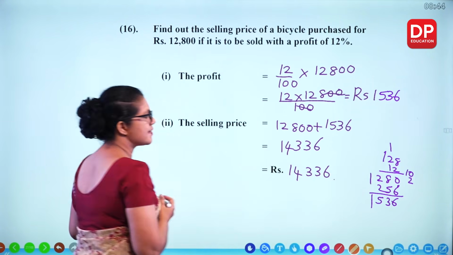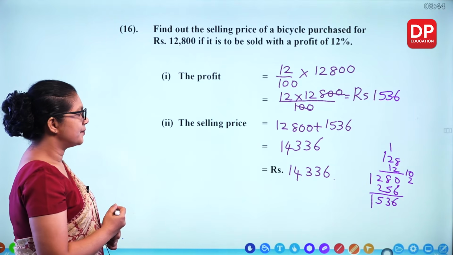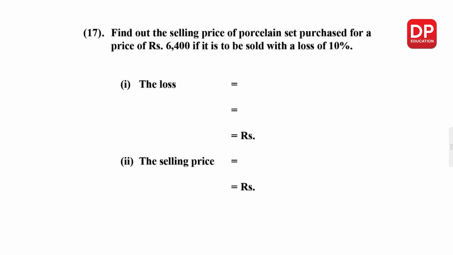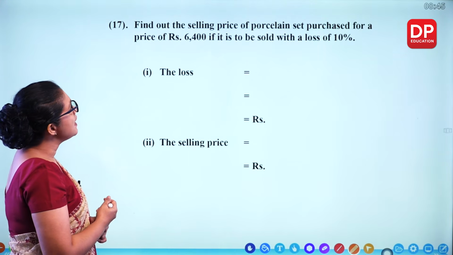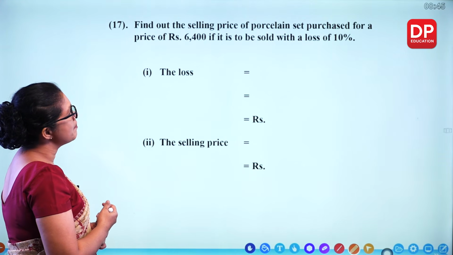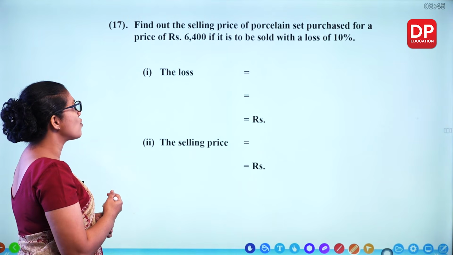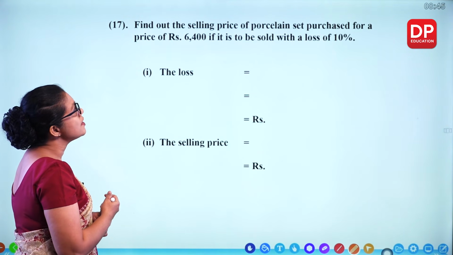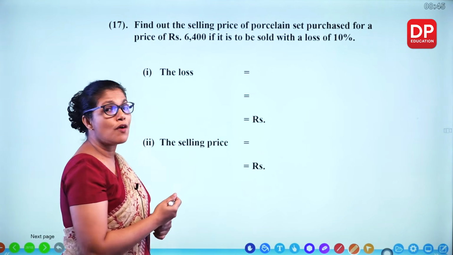14,336 rupees is the selling price. Look at another question. Find out the selling price of a porcelain set purchased for a price of 6,400 if it is to be sold with a loss of 10%.